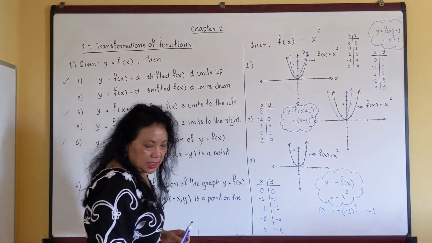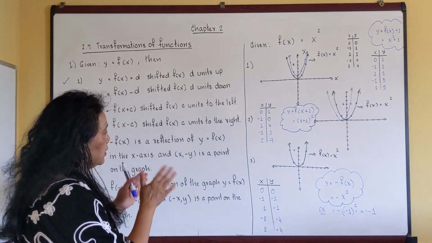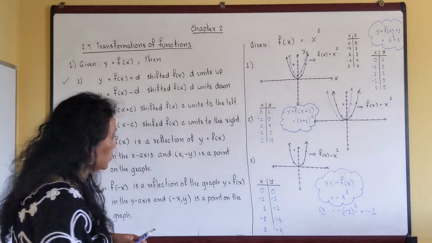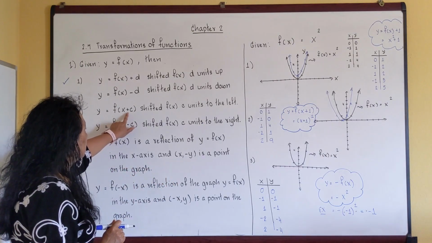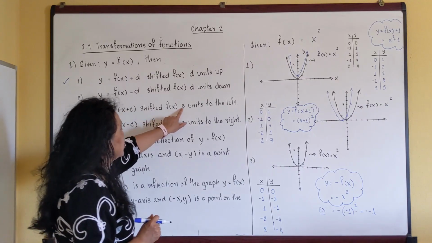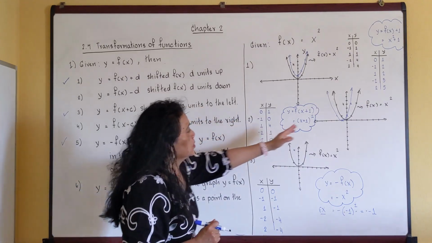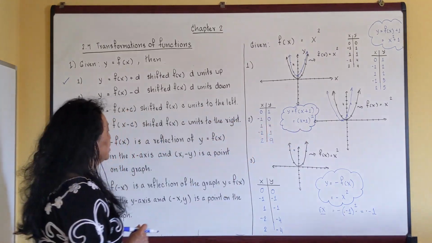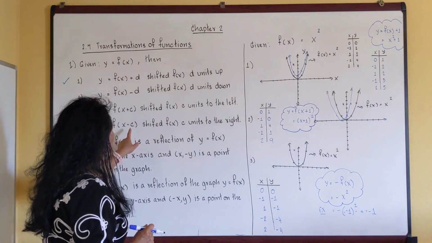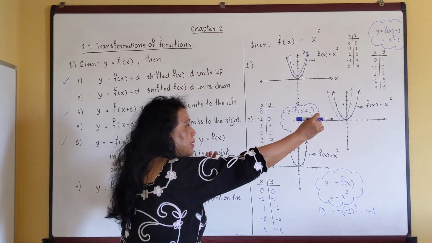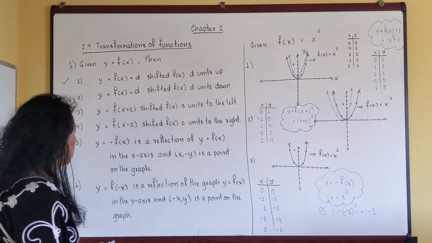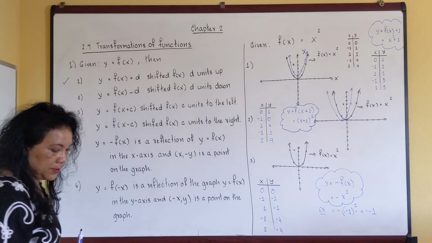As you can see, the blue graph is shifted 1 unit to the left. So I add 1 to my variable, so it shifts 1 unit to the left. Same thing, if you subtract 3, it will shift that many units to the right. So let's look at number 5.